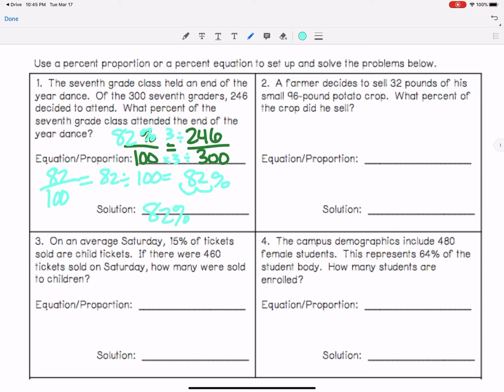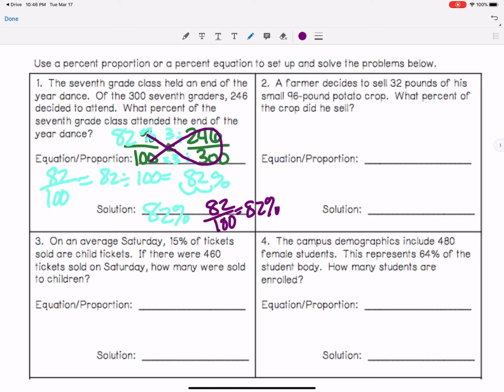Another way that you could have solved this, and once again, I've already talked about this, but I'll say it again because I like it so much. My students like to solve proportions this way. I would say for the most part, they like to do 100 times 246 divided by 300 will give you your answer. 100 times 246 divided by 300, and that would give me 82. So I know my answer is going to be 82 out of 100, which is the same thing as 82%. All right, let's go ahead and try the next problem.